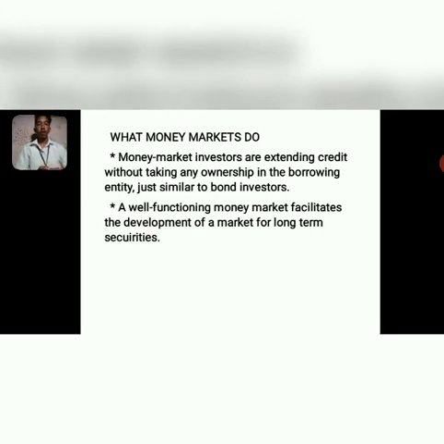So next is what money market do. First of all, what is the meaning of money market? There is no precise definition of money market, but the phrase is usually applied to buying and selling of debt instruments maturing in 1 year or less. So money market investors are extending credit without taking any ownership in the borrowing entity, similar to bond investors.